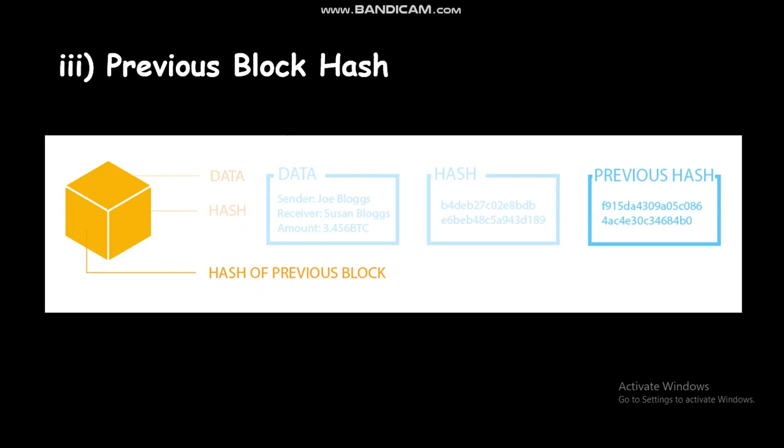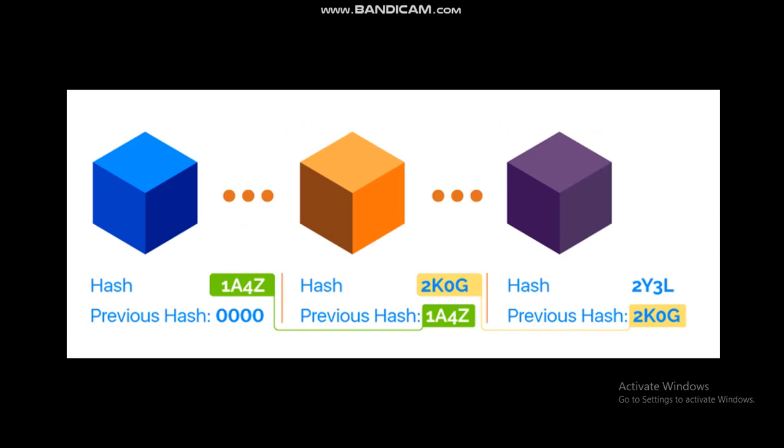The third element inside each block is the hash of the previous block. This technique makes a blockchain so secure. Let's take an example. We have a chain of 3 blocks. As you can see, each block has a hash and the hash of the previous block. Block number 3 points to block number 2 and block number 2 points to block number 1.